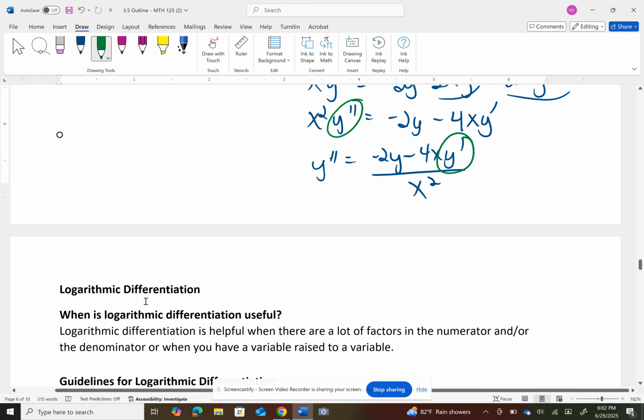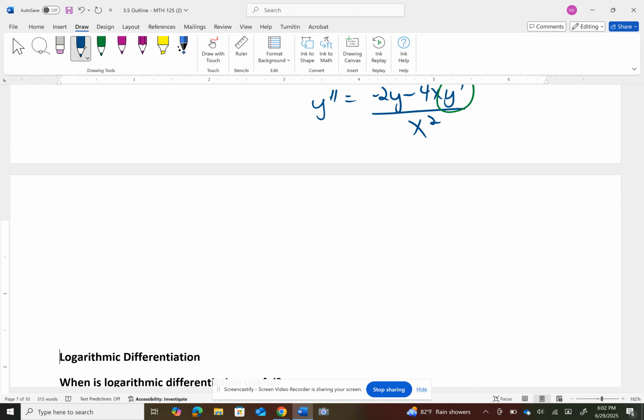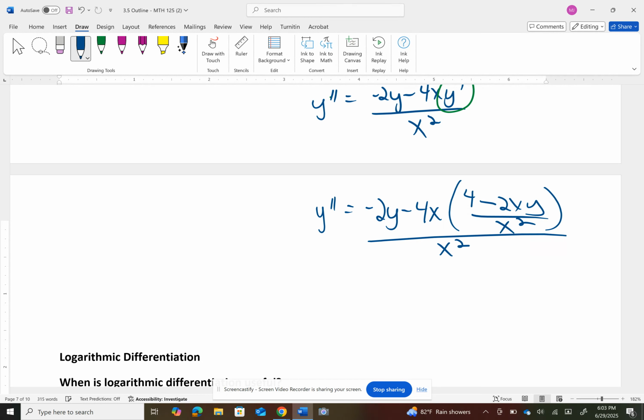Okay, and that's going to make for some messy simplifying. So let me get ready for that. So now I'll have my y double prime equals negative 2y minus 4x, and I'm going to go back to where the y prime was, which was where? Let me find my y prime. And I'm going to replace the y prime with 4 minus 2xy over x squared. And then there's still that x squared in the denominator. Okay.